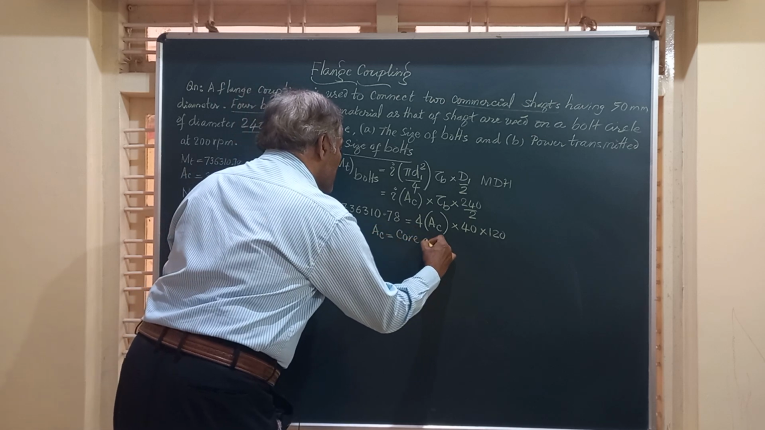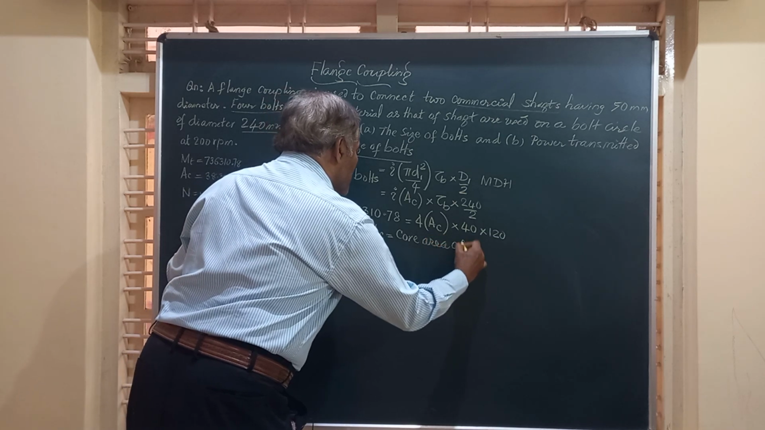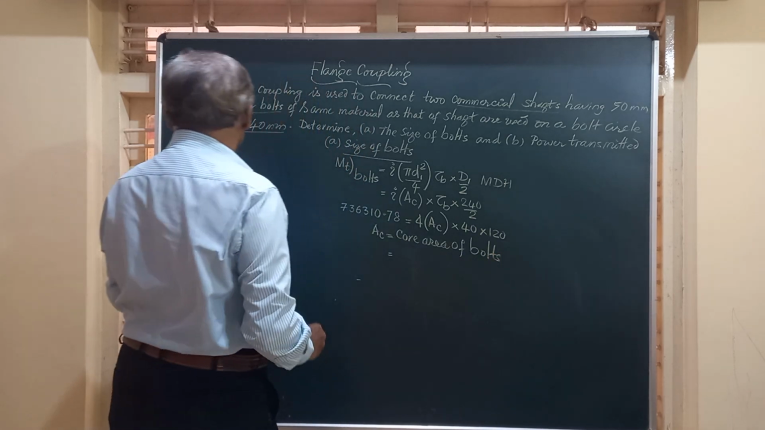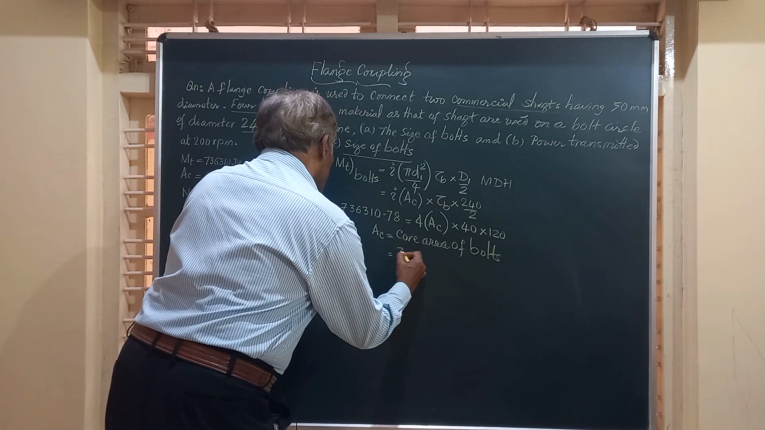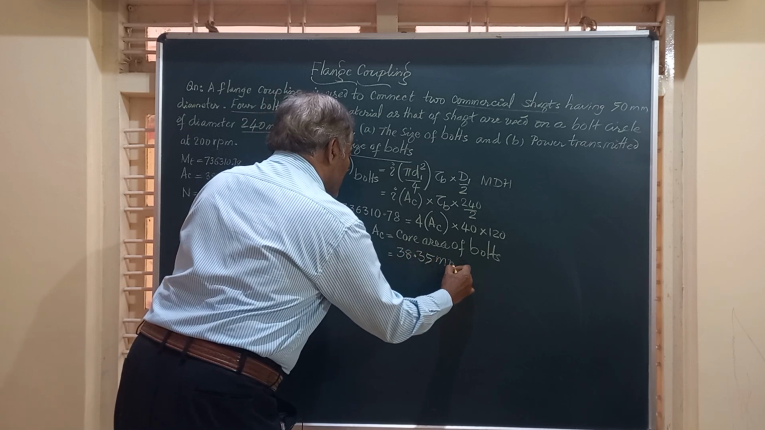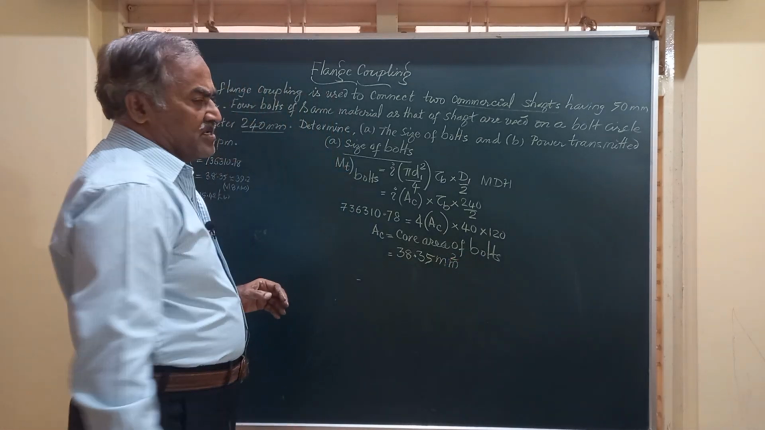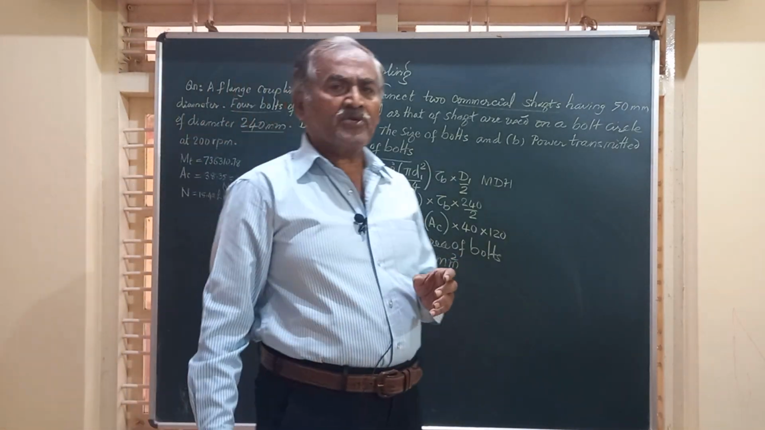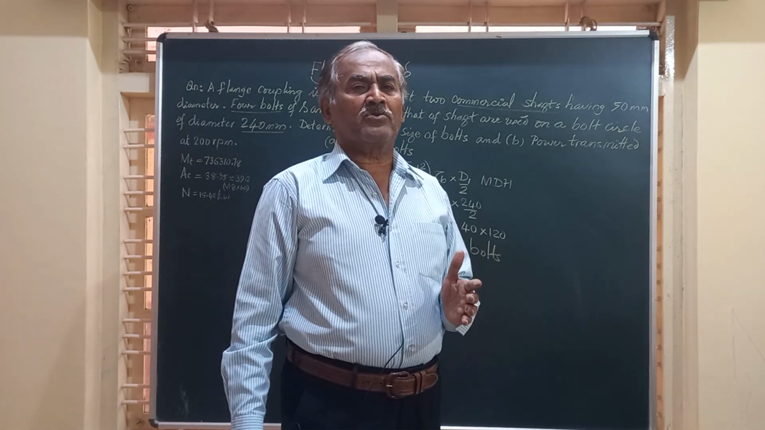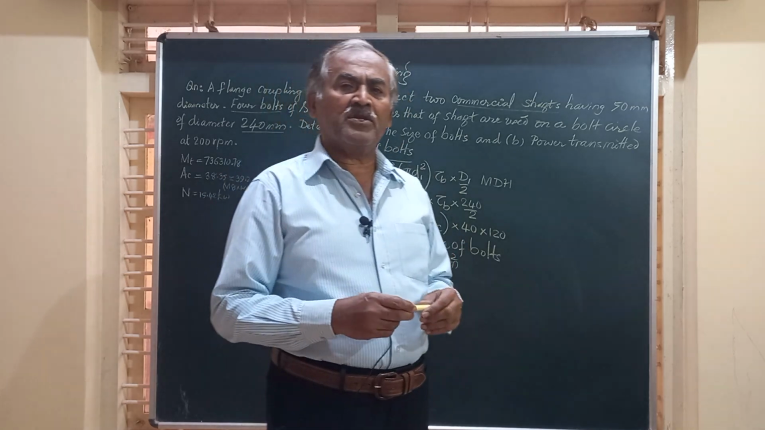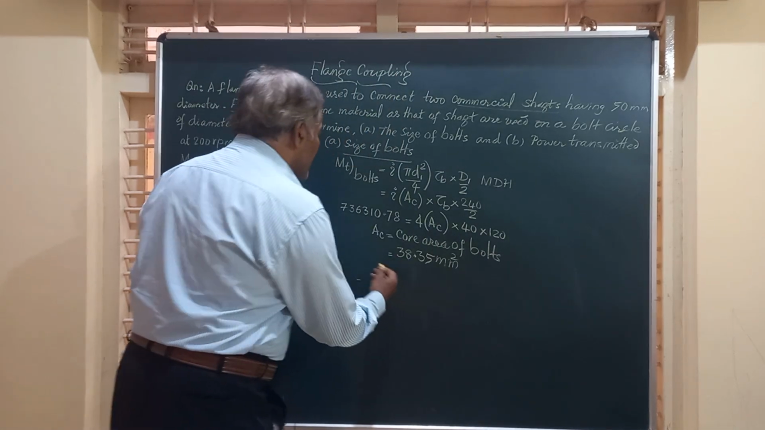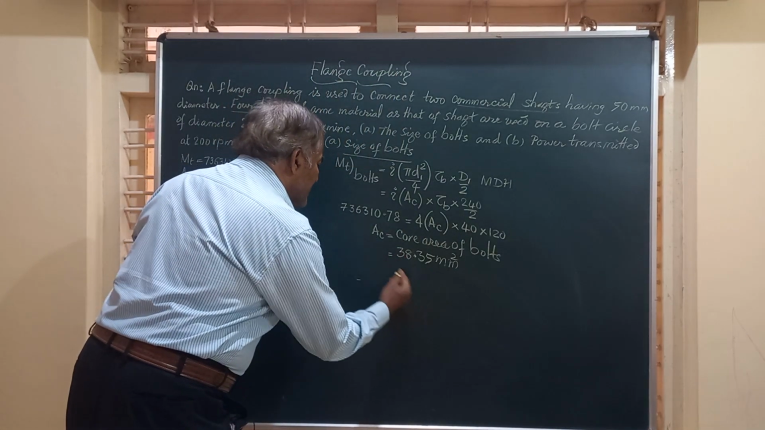Ac is the core area of the bolts, and this works out to a value equal to 38.35 square millimeters. That is the core area we have got. Friends, when you have the core area, you will be able to find out the size of the bolt required. When you refer to the table in the machine design handbook, there will be a value corresponding to this, that is a slightly higher value.